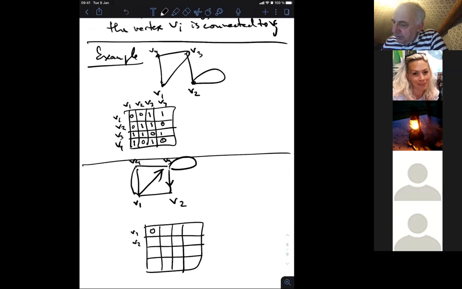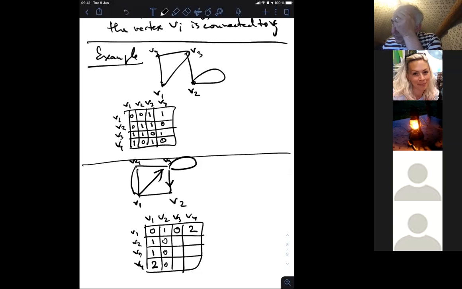So V1, V2, V3, V4 for rows and columns. This column will express that V1 is connected to V2, and V2 is connected to V1. We have ones both ways. Now V1 is connected to V3. We're putting 1 here, but not the other way around, so this would be 0 here. Now V1 is connected to V4 twice, 2 edges. Now V2 is connected to V1. We have a 1, and this is it. Nothing else.